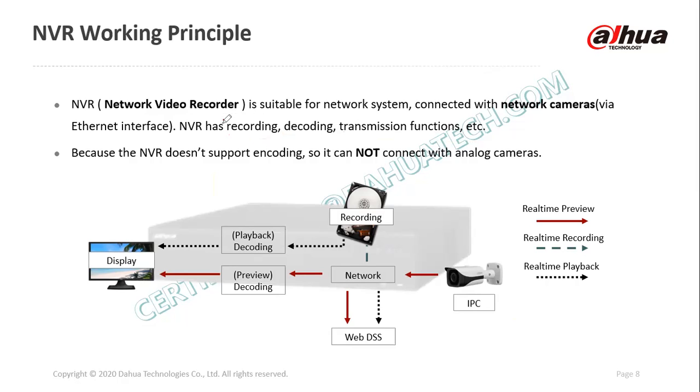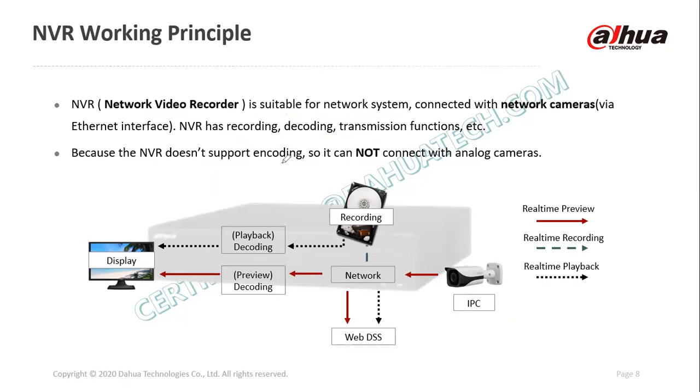Recording is basically writing information to the hard disk. Decoding is conversion of the signal, or interpreting the signal from the camera. Transmission is more of sending information from one point to another. So we'll get to check this one later.